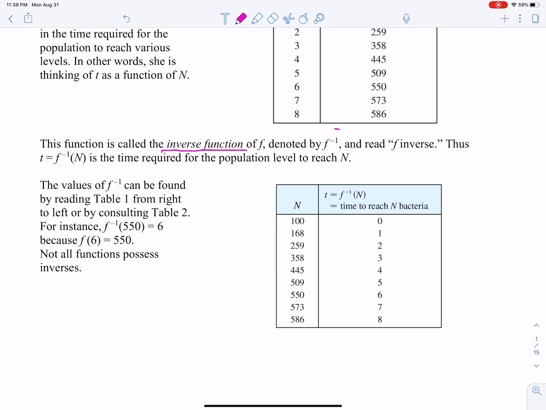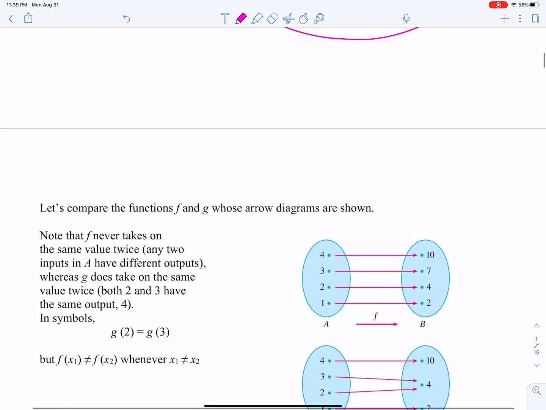So the function she's thinking of here is called the inverse function, right? Inverse means do the opposite. Denoted by this notation here, and actually you'll see this is more like the notation here, but we'll cover this quite a bit today. So f inverse, the inverse of the function. In other words, given an output, it will find the input. Thus, T equals f inverse of N is the time required to reach that certain population N. All right, and so there we go. That's the table they made there. So we understand inverses here.